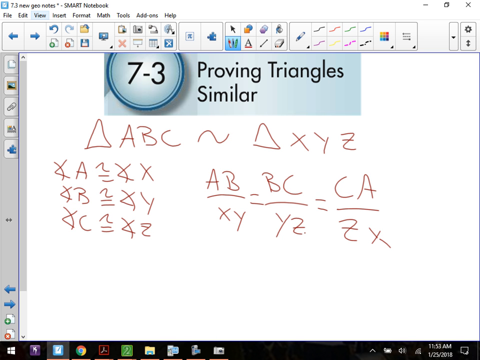So, according to what we did yesterday and the day before, we started talking about these things called similarity statements. All we had to be able to do was look at the lettering. We could come up with which angles had to match up with which angles, and which sides match up with the other sides, in order to show that those ratios are equal.